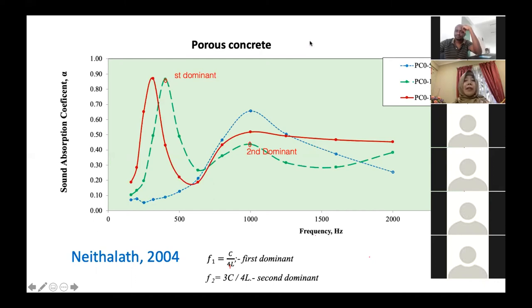When we are concerned about traffic noise, for example, the dominant source is 500 to 1250 hertz.